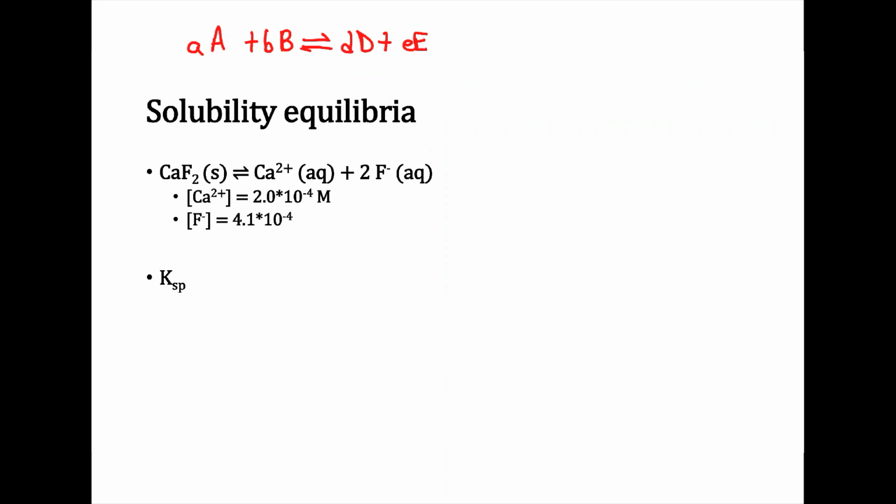Initially, when we started talking about equilibrium constants, we looked at this generic reaction of some number of A's plus some number of B's yields some number of D's plus some number of E's. And then we would write out the equilibrium constant for this, and it would look something like this: the concentration of D to its coefficient times the concentration of E to its coefficient, all over the concentration of A to its coefficient and the concentration of B to its coefficient.